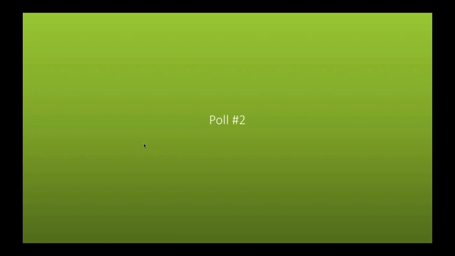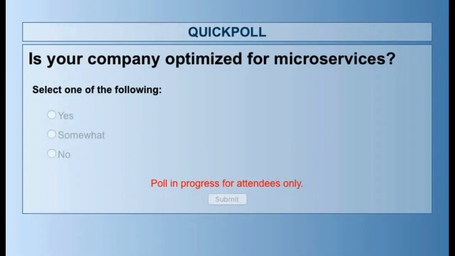So what we're going to do now, we actually have our second poll question. And this is an easy question. Is your company optimized for microservices? And this is pretty easy. Yes, maybe, no.